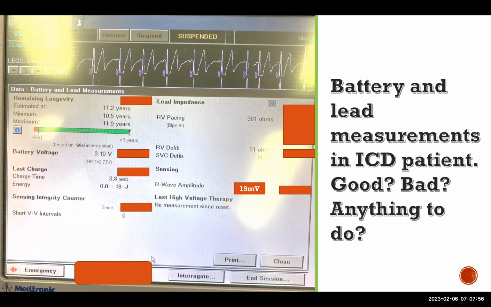But basically, every device is different in this regard. But I think in almost every device, this would be considered a shock impedance that is in an appropriate range. I think basically anywhere between about 40 and 80 or 90 is probably okay. And then the R wave amplitude in this case is 19 millivolts. So what do you think about that? Is that an adequate R wave? I think so. Right. So do you have any idea what the minimum acceptable R wave would be?